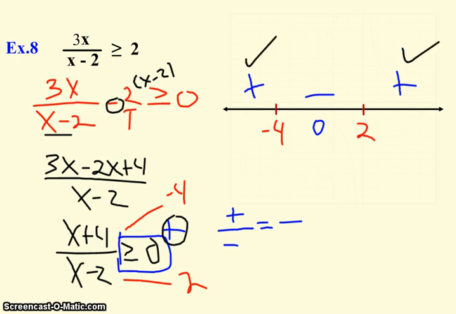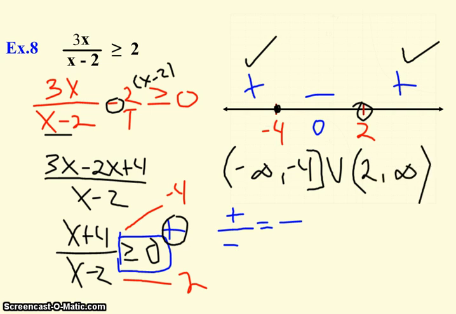So solution intervals are going -infinity to -4. Now, -4 is in the numerator, and it's an inequality symbol that's got the equal to, so bracket. But 2, division by 0 issue, so we've got to go parenthesis, 2 to infinity. Okay, and that's pretty much it as far as the inequality problems go.